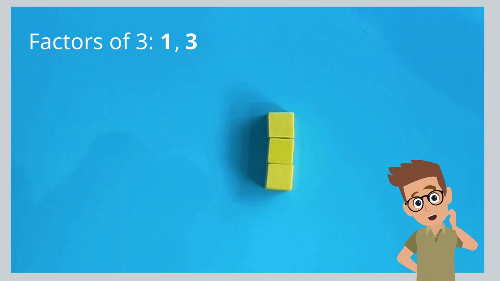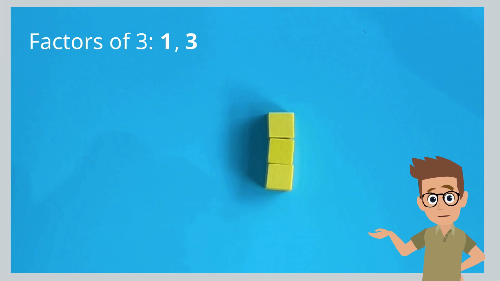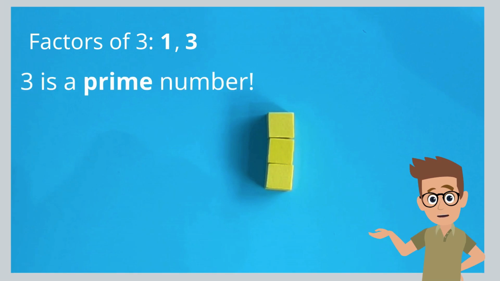So, is 3 a prime number or composite number? Pause and discuss with your friends. Since it has only 2 factors, 1 and itself, the number 3 is also a prime number.